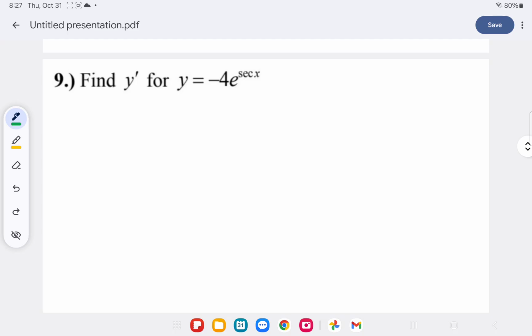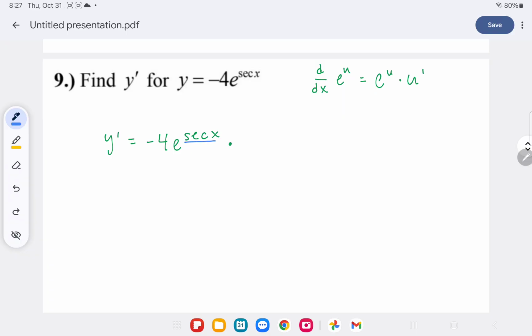Next one, how do we find the derivative with e? Right, we know the derivative of e to the x is just e to the x, but the derivative of e to the u is e to the u times u prime. That's the chain rule. So in this case, we have e to the u, so we keep it, times the derivative of that exponent, u prime.